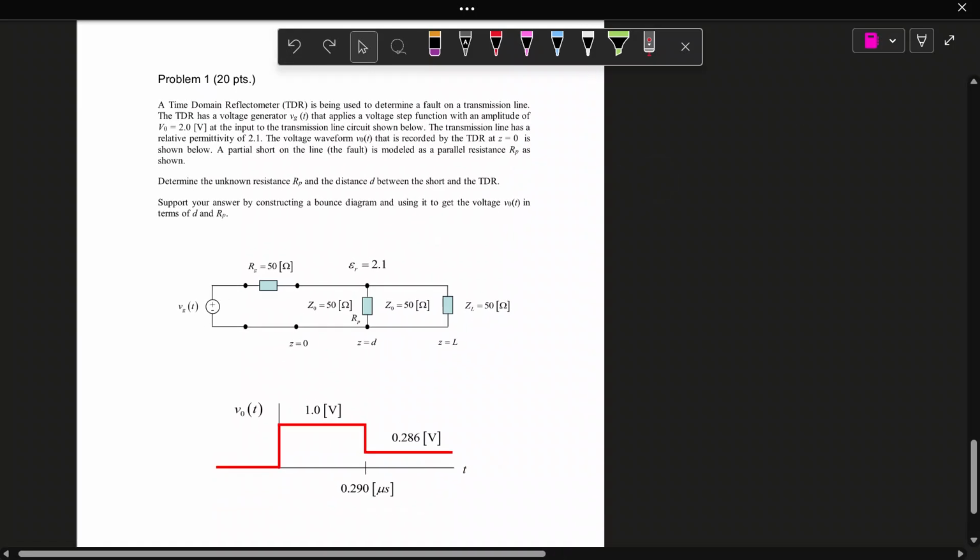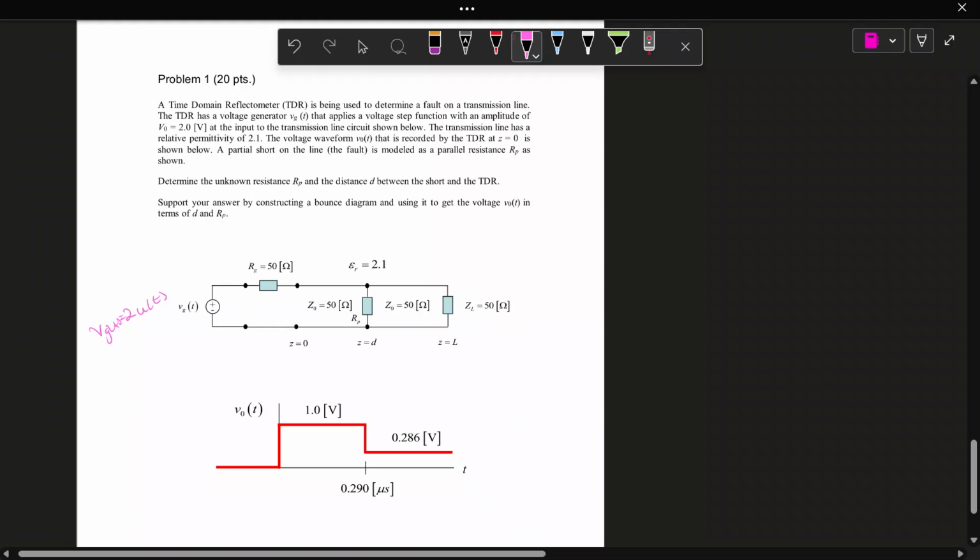Alright, so let's read the problem. A TDR is being used to determine a fault on a transmission line. The TDR has a voltage generator VG of T that applies a voltage step function with an amplitude of 2 volts. Okay, so let's write that here. What that looks like is we have an amplitude of 2 and a unit step function, right? So 2U of T, that's our VG of T.